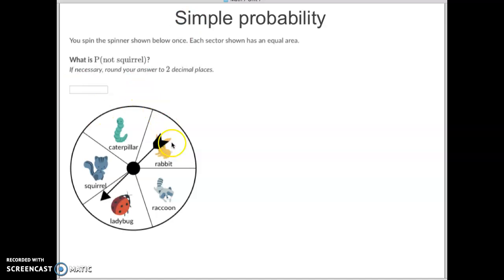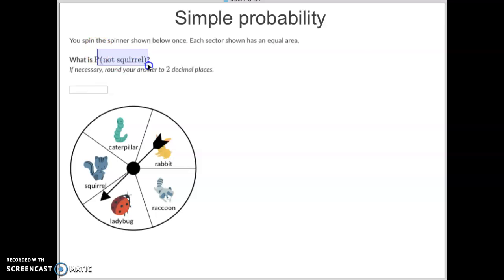Okay, so you've got the spinner right here. They're asking, what is the probability that you will not get a squirrel? They tell you that each section is equal proportioned, and there are 5 sections, and only one of them has a squirrel. So if the odds are 1 in 5 that you will get a squirrel, then what are the odds that you will not get a squirrel?